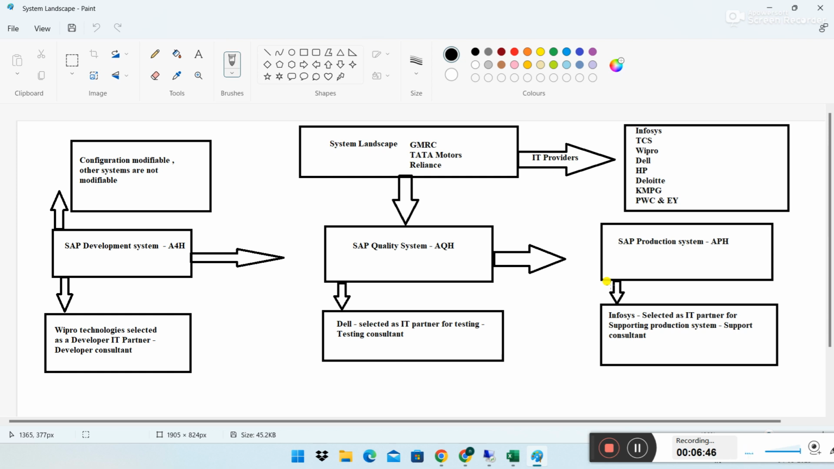Let's say why we definitely needed different systems. Wherever you go and work, you work in SAP only, but you should understand every client will have a system landscape, at least 3 layers of systems. One they name as a development system, one they name as a quality system, the other one they name as a production system, right? Yes, sir. Now let's talk about why exactly these are needed.